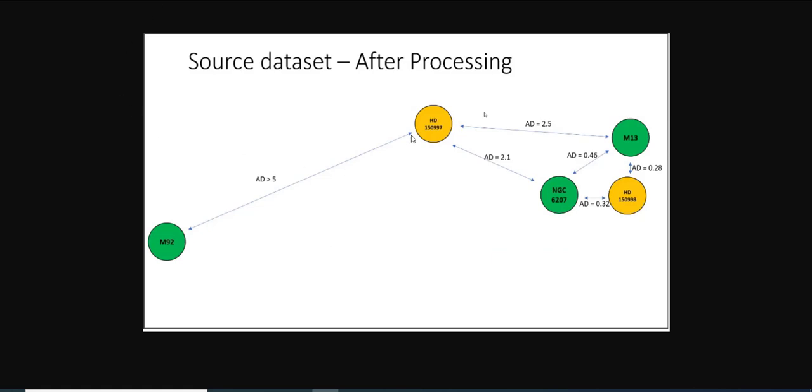This is a more meaningful representation for people like amateur astronomers, since this will allow them to traverse the data and see how the objects relate to each other in the sky.